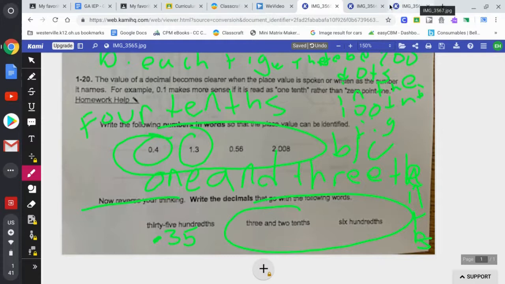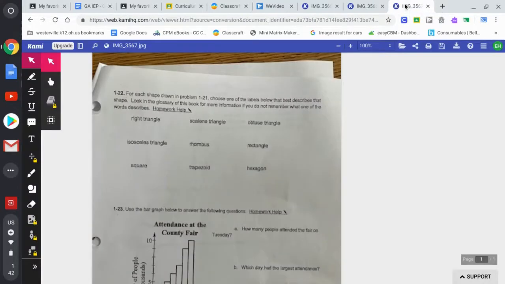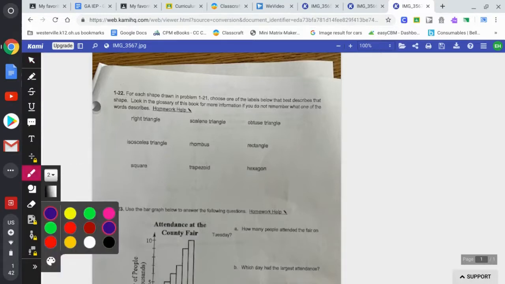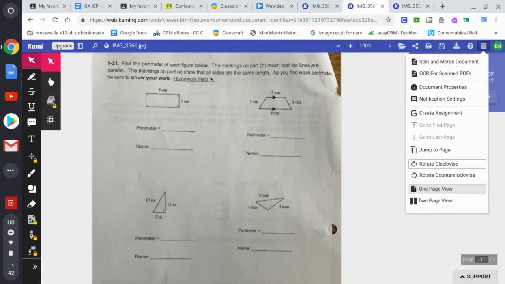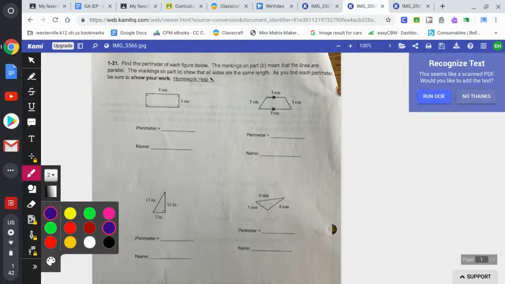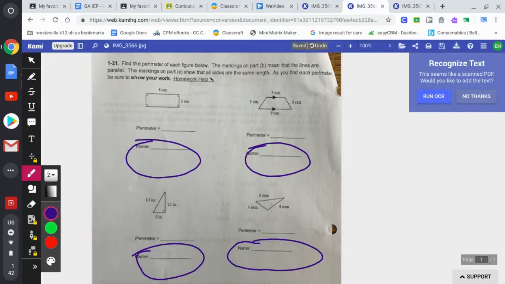Next side of the worksheet, we have a bunch of shapes. So, to not be confused, if you click to 1-22, these are the words that you are supposed to write on 1-21. Out of the 6 shapes that we have, you pick out of those 9 which words describe those shapes.